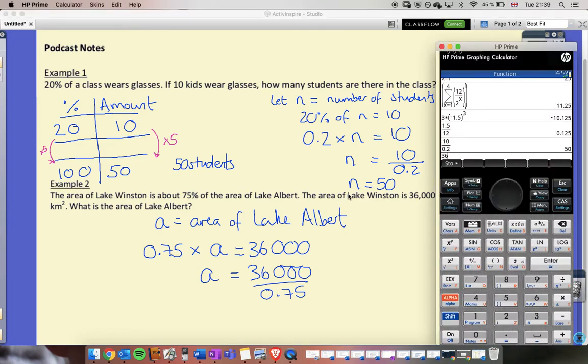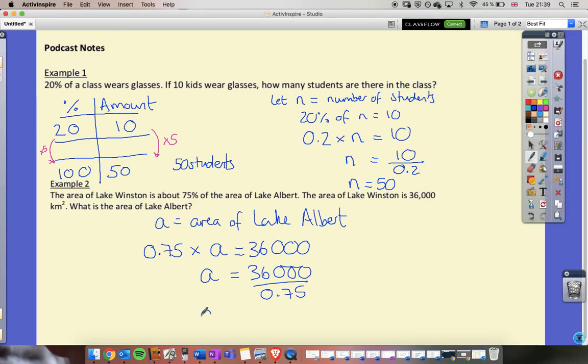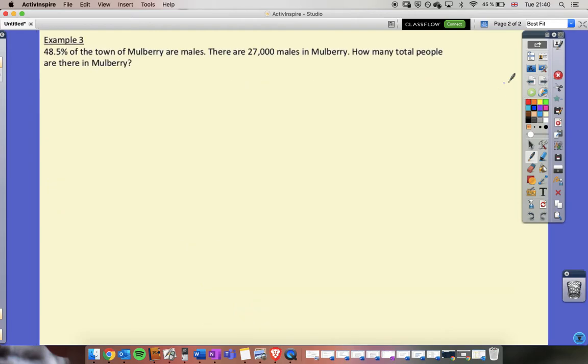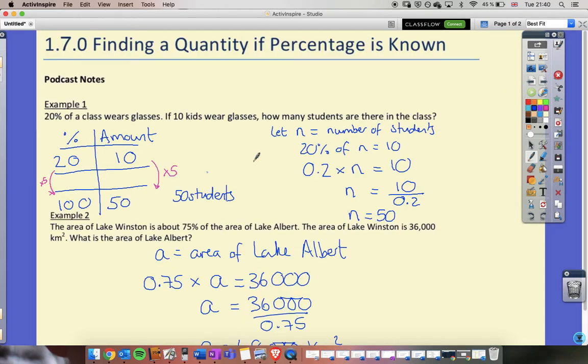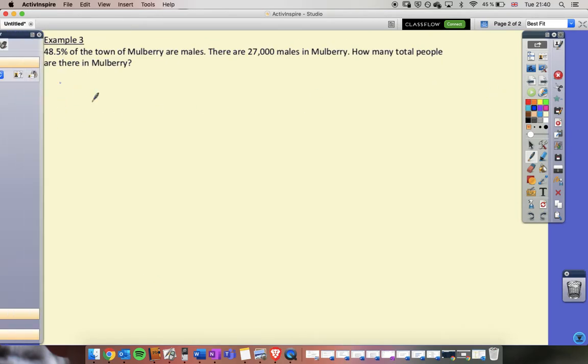Let's check this. 36,000 divided by 0.75 is 48,000. So the area of Lake Albert is 48,000 square kilometres, larger than Lake Winston, which is what we're after. And if we think about this, 36 is 3/4 of 48. Okay, we'll do one more example, and for this one we'll use this table method.